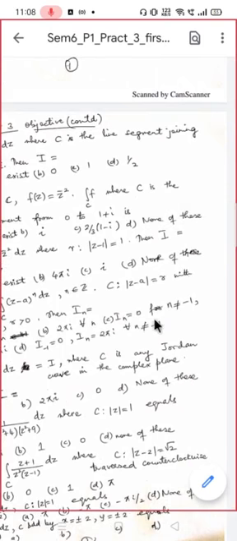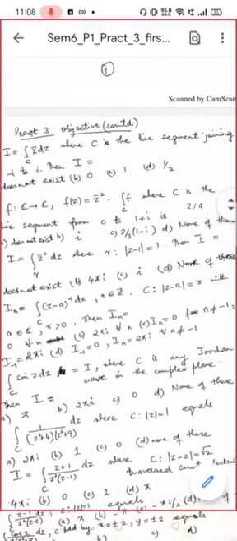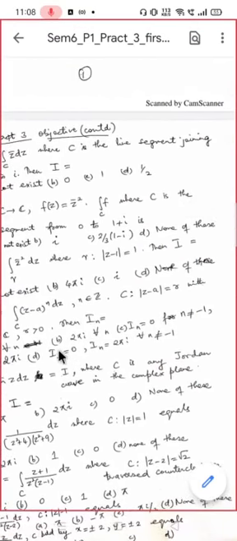Option C is: the integral is 0 for n not equal to -1, and for -1 it is 2 pi i. So it seems to be a good one, and option D is wrong because for -1 we found it is 0. So option C seems correct. If I had to tick the MCQ, option C is the perfect one because others are not true.